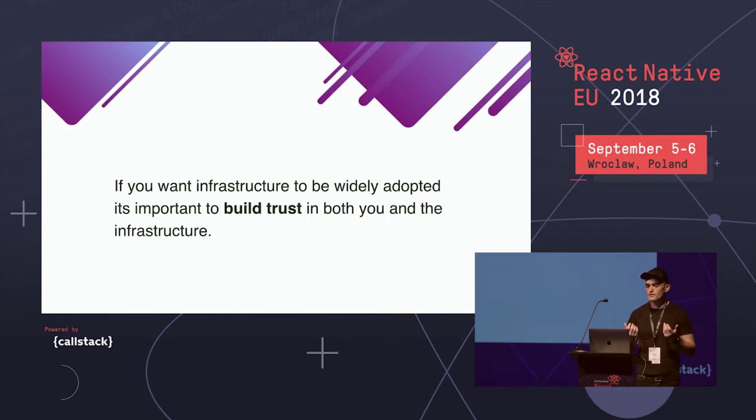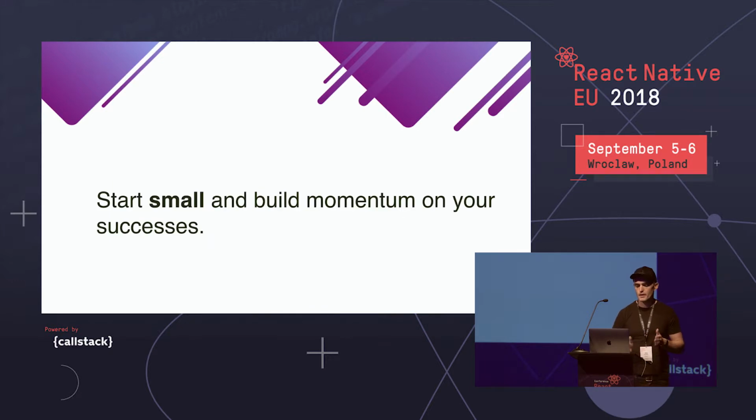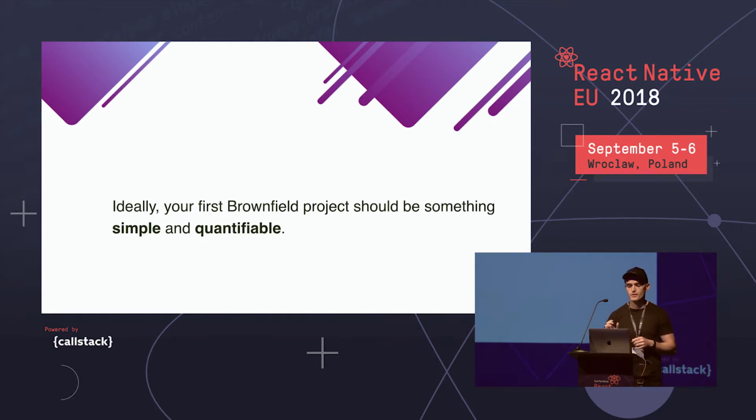So, if you want infrastructure to be widely adopted, it is important to build trust in both you and the infrastructure that you want to see your organization adopt. So, my advice would be to start small and build momentum on your successes. Ideally, your first Brownfield project should be something simple and quantifiable. So if any other people in your organization are nervous about React Native or have concerns about its stability, you can kind of put those fears to rest by knocking it out of the ballpark in something simple.